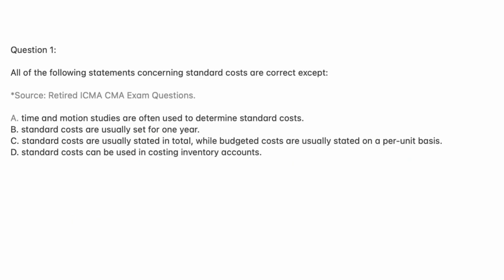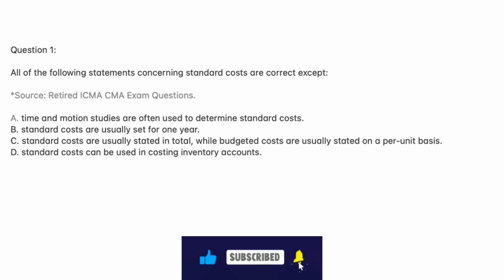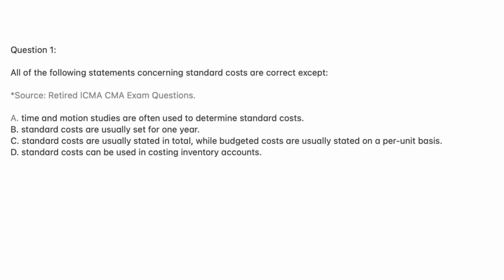Question 1. All of the following statements concerning standard costs are correct except A. Time and motion studies are often used to determine standard costs. B. Standard costs are usually set for 1 year. C. Standard costs are usually stated in total, while budgeted costs are usually stated on a per unit basis. D. Standard costs can be used in costing inventory accounts.